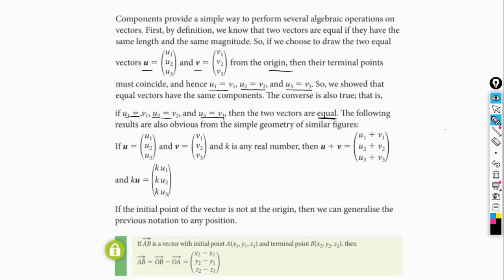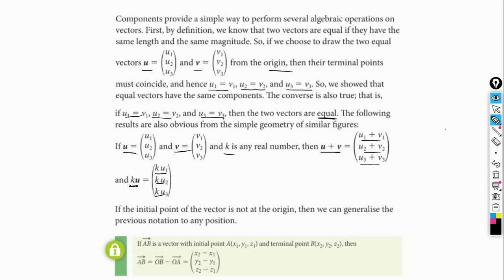The following results are also obvious from the simple geometry of similar figures. If u equals this and v equals this, and k is any real number, then the sum u plus v is simply going to be the sum of their components. And likewise, if you have k times the vector u, this is just going to equal k times each of the components of vector u.